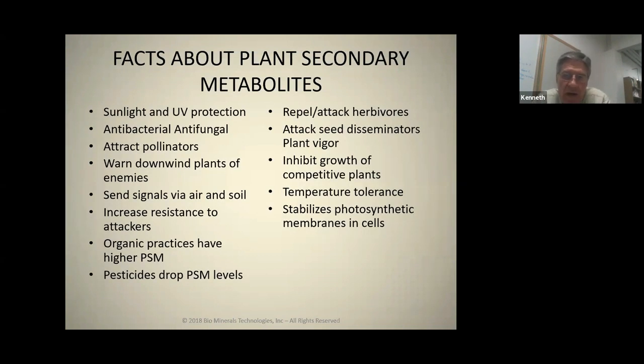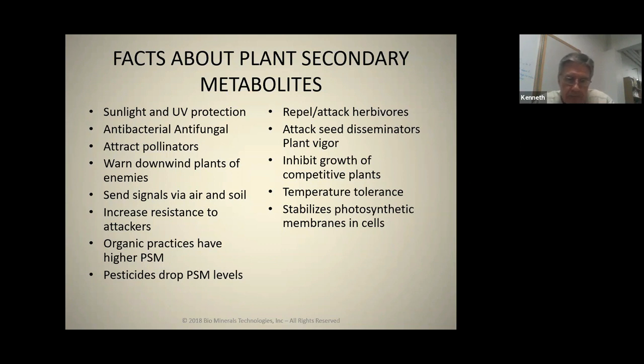Now, the most fascinating part of all of this are your plant secondary metabolites. And this is where this incredible brilliance of divine creation comes into place. And we're just going to go through some of this fairly quickly, but I want to give you an idea of what plant potential is. Okay, so plant secondary metabolites help plants deal with sunlight, UV radiation, antibacterial, antifungal. Plants are always communicating with their environment. They're attracting pollinators, but they're also repelling herbivores that eat on them. They send signals through the air and through the soil.